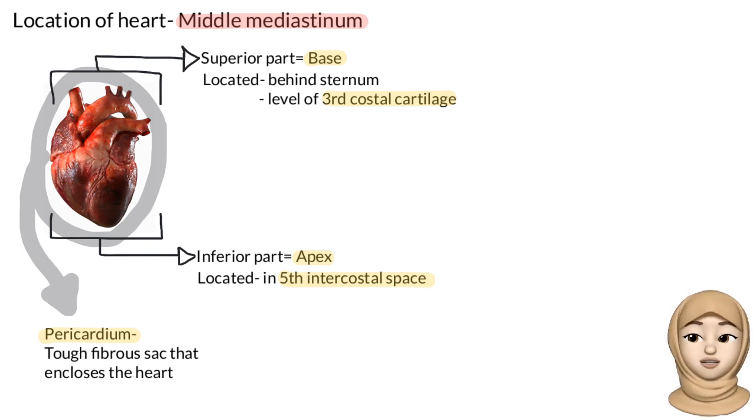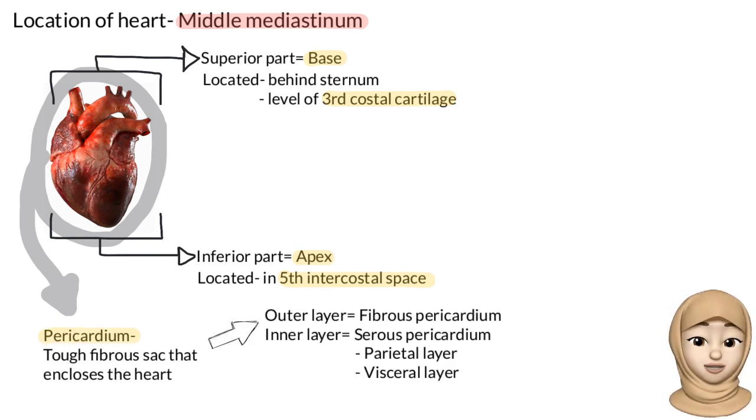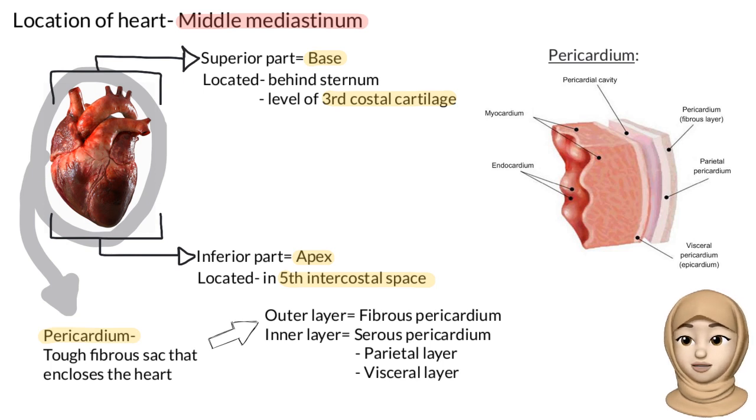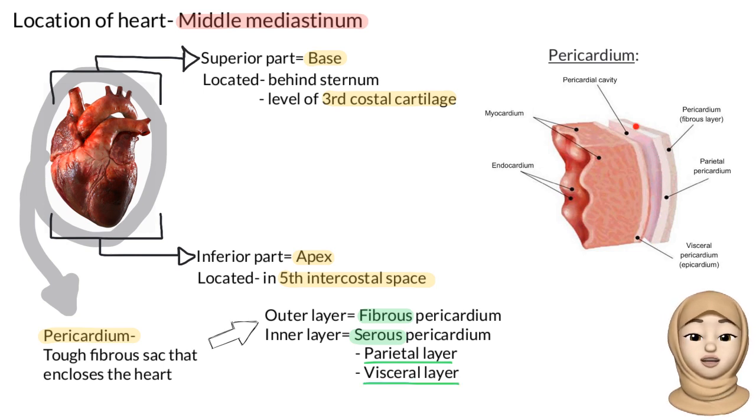The pericardium enclosing the heart is made up of two layers. The tough outer layer is called the fibrous pericardium and the inner layer is called the serous pericardium. The serous pericardium has a parietal layer which lines the inner surface of the fibrous pericardium and a visceral layer which reflects onto the heart itself.